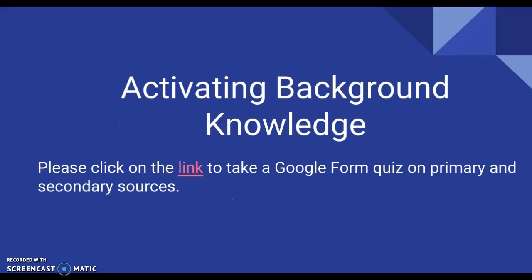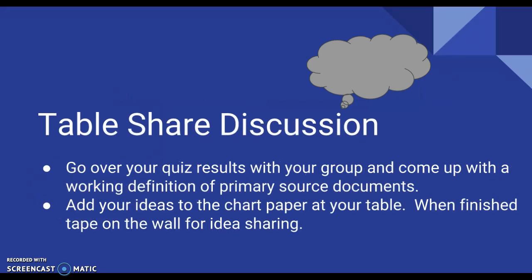To begin with, we'll activate background knowledge, and there is a link that takes everyone to a Google form quiz on primary and secondary sources, and you have to decide whether it's a primary or secondary source, just to see where everyone's at with their overall understanding of what a primary source actually is. After completing the quiz, they will go over their quiz results with their groups at their tables and come up with a working definition of what they think a primary source document is. Then they'll add their ideas to the chart paper at their table. When finished, they're going to tape it on the wall for idea sharing.